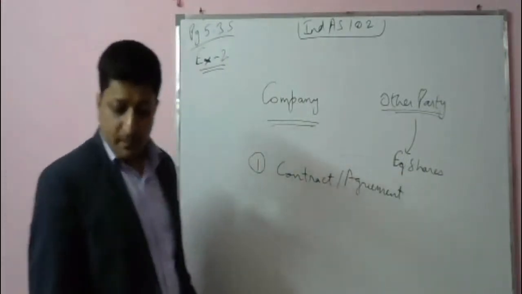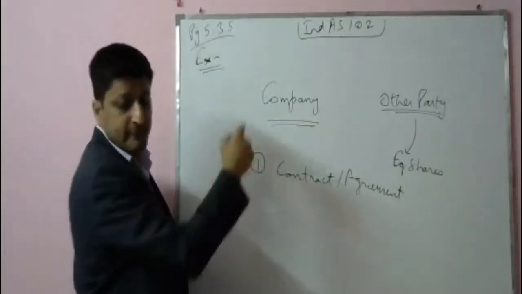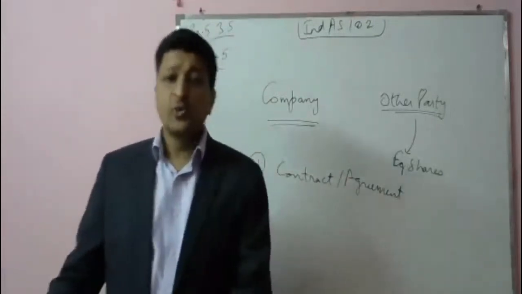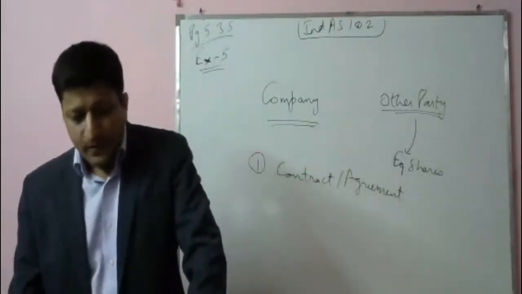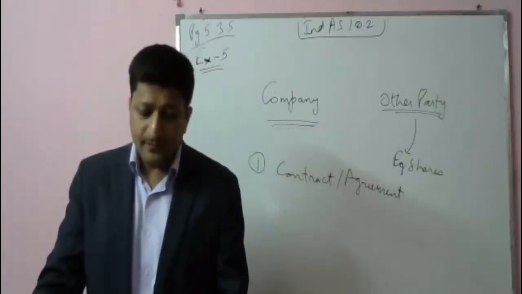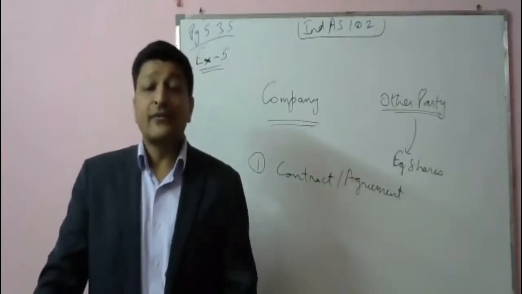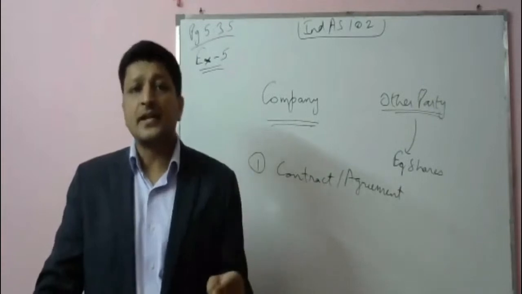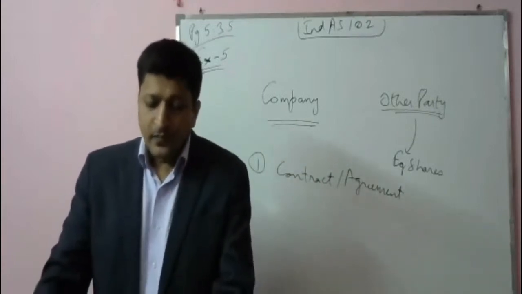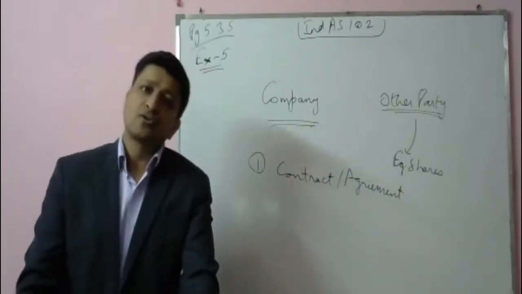Moving on to the next example, number 5. An entity issued rights shares to all of its shareholders, which includes employees of the company. Since the employees who have received such shares have received those shares in their capacity as shareholders of the company and not as employees, should this transaction be covered under Ind AS 102? No. Why?